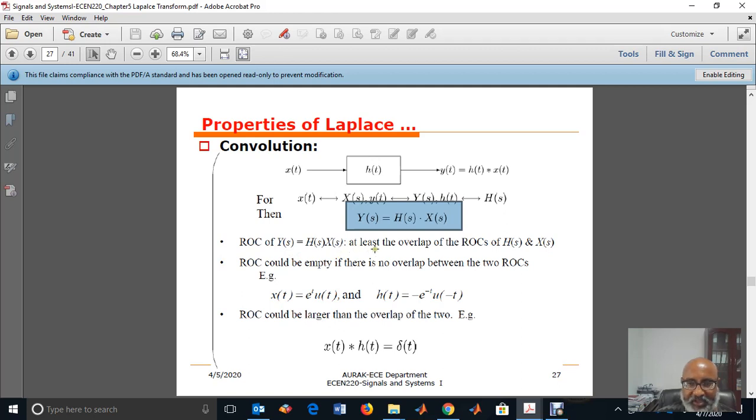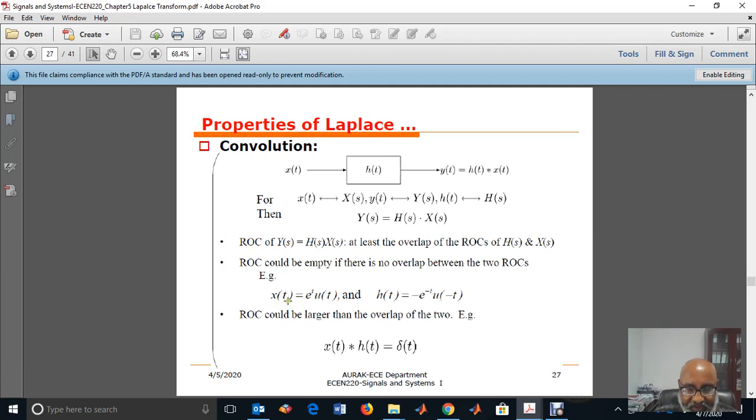What about the region of convergence of Y(s)? The region of convergence is at least the overlap of the region of convergence of H(s) and X(s). That means the intersection between the two. A region of convergence can be empty if there is no overlap between the two. That means if there is no overlap between the ROC of H(s) and the ROC of X(s), then the ROC of Y(s) can be empty, which means Y(s) does not exist, or y(t) does not exist in such case.